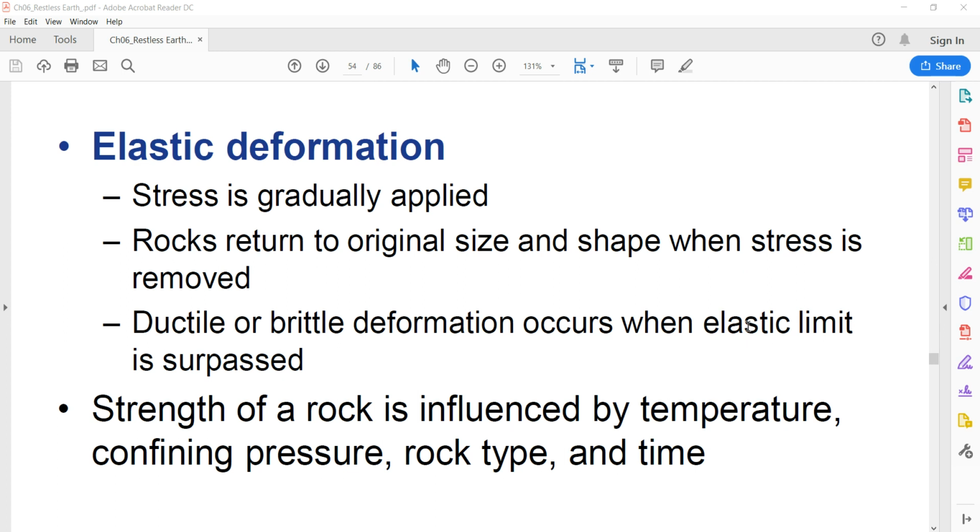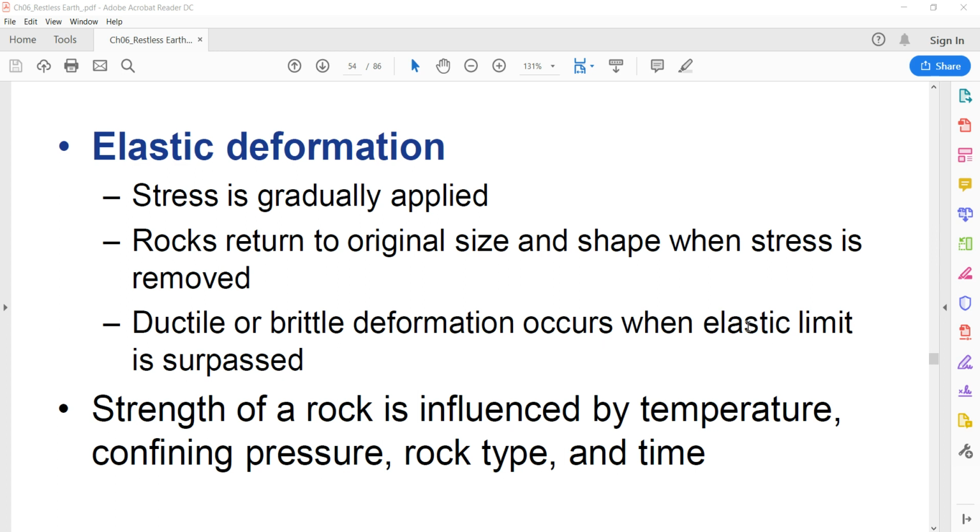Okay, so now let's look into elastic deformation. This is another term related to deformation in the rock. Elastic deformation is a type of deformation which can recover its original shape after stress is removed. So stress is gradually applied.